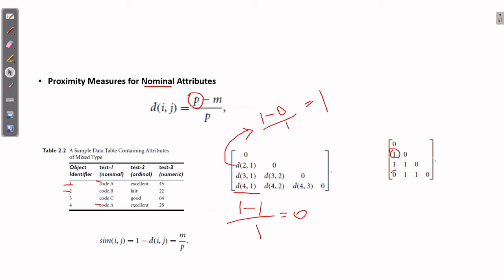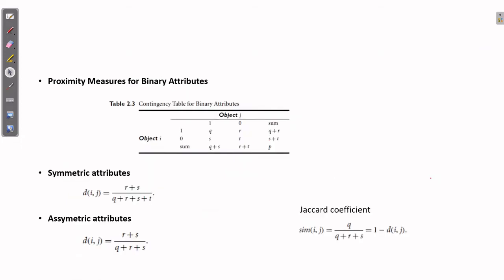So that is why you have a value of 0. Now this diagonal will always be 0 because it represents the distance between object I and I. It will anyway match, right? So that is why you have values of 0 here. Okay, that is the proximity measure for nominal attributes.